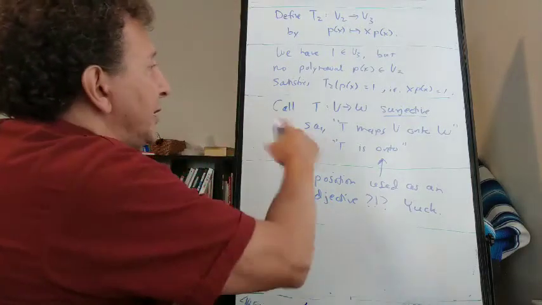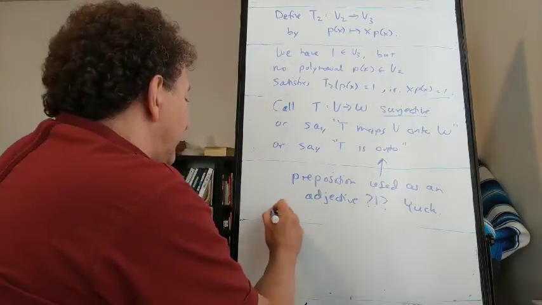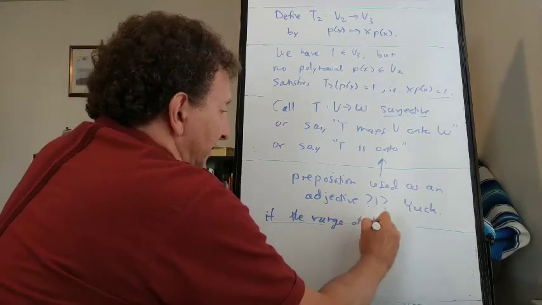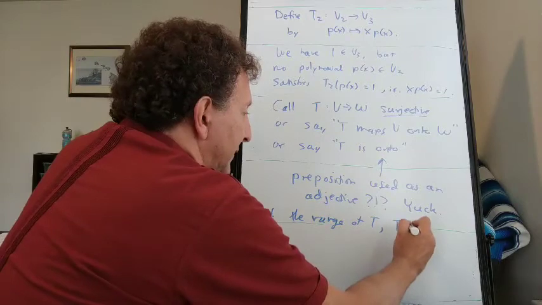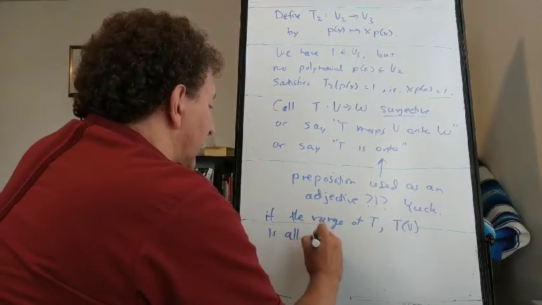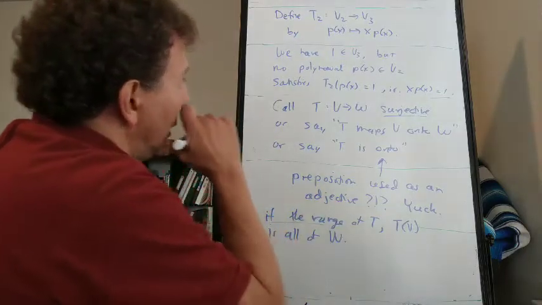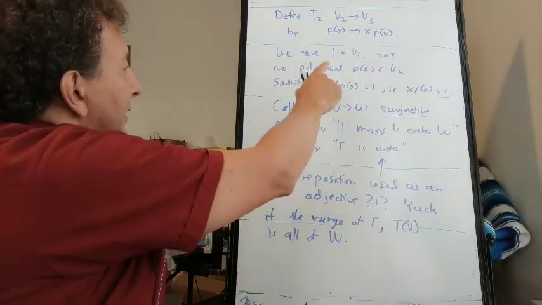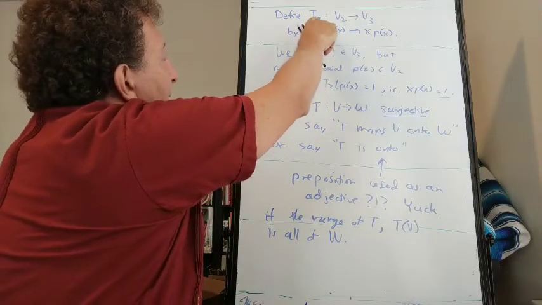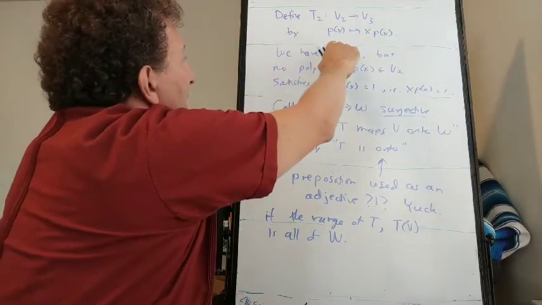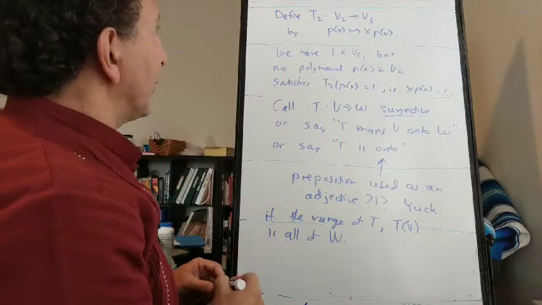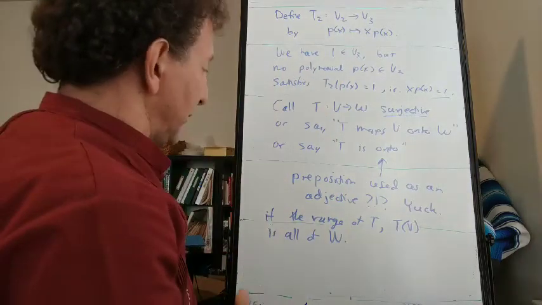So we say any one of these things if the range of T, of capital V, is all of W. So we don't miss anything. In this second example, we missed the element 1. There's no polynomial that we can apply T2 to get 1. So the range of T2 is not all of V3.